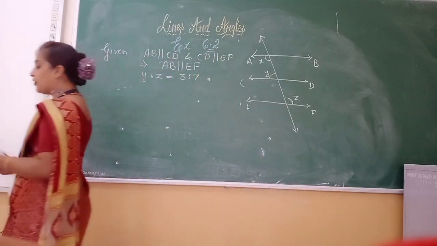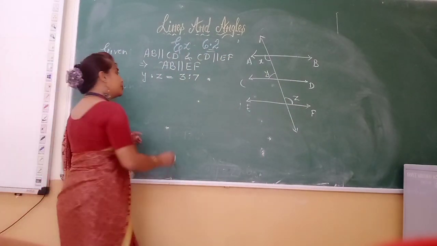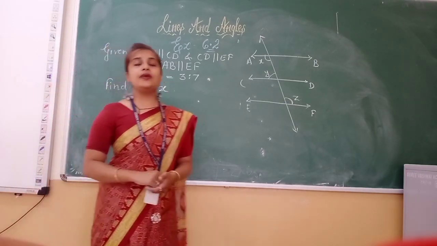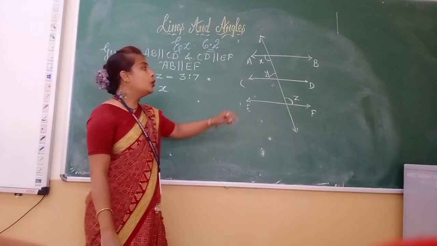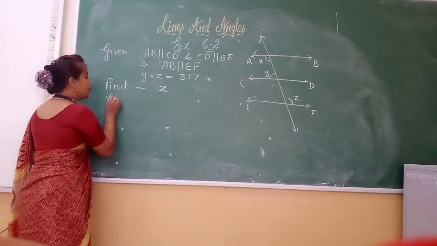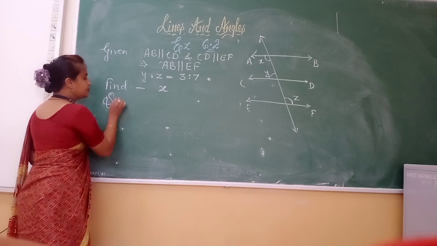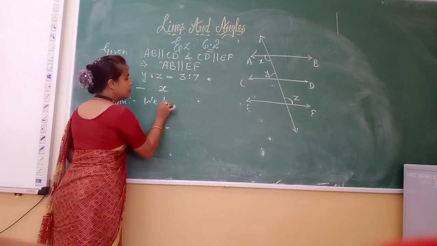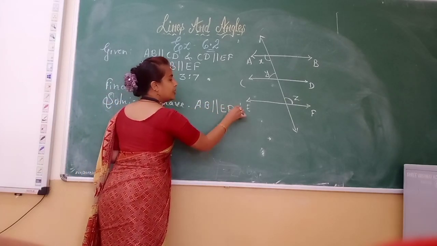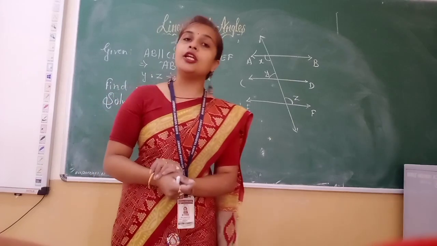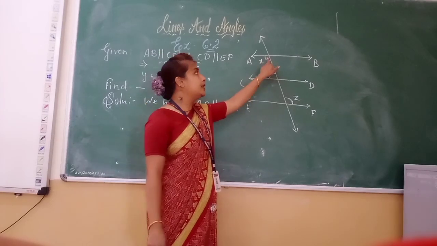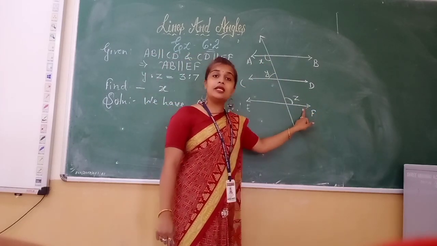Now, how will we find the value of x? In the question we are told to find x. So first of all, what is the relation between x and z? See, from the given part, we have AB is parallel to EF. If these two lines are parallel to each other, then simply x and z will be equal.